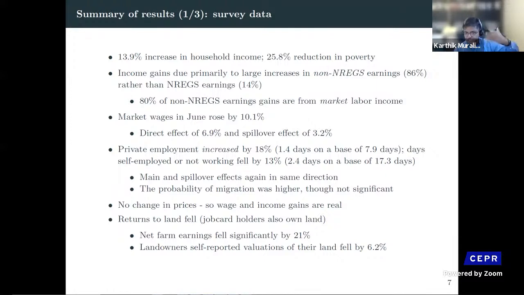You see a significant reduction in net farm earnings, and landowners also report a reduction in the valuation of their land by about 6%. So that's not significant. The first one is, but directionally, all of this points towards that this was redistributing: the returns to labor went up and the returns to land went down. Okay, so that's in the survey data.